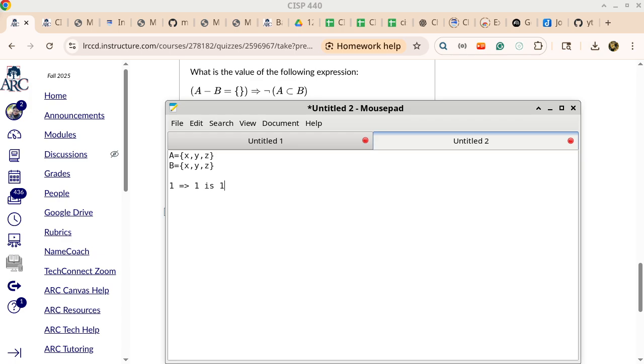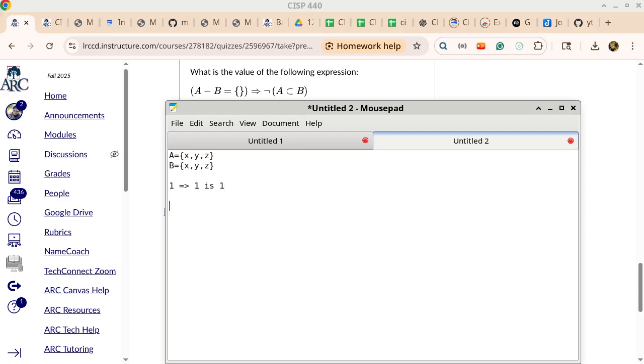For this specific case on the right-hand side, if A and B are identical, a set cannot be a proper subset of itself. So the proper subset operator returns a value of false. This is negation, not false is true. So in this particular case, we would end up with true implies true, and the truth table of implication says that is true.